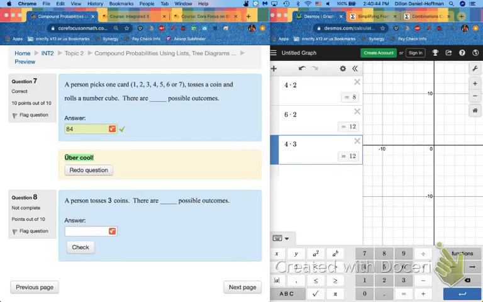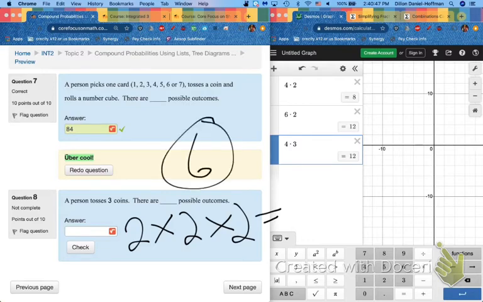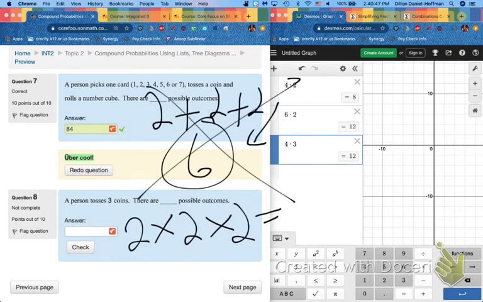A person tosses 3 coins. There are blank possible outcomes. Okay, this is one to really watch out for. It's what I just had a few problems ago. 2, 2, 2. We have 3 coins. We know we have to multiply. The problem is many people, instead of multiplying, will add them. They'll be like, 2, 2, 2 is 6. Great. And 2 plus 2 plus 2 is 6. But that's not what we want. We want 2 times 2 times 2. Or as I said before, 2 to the third, which is 8.